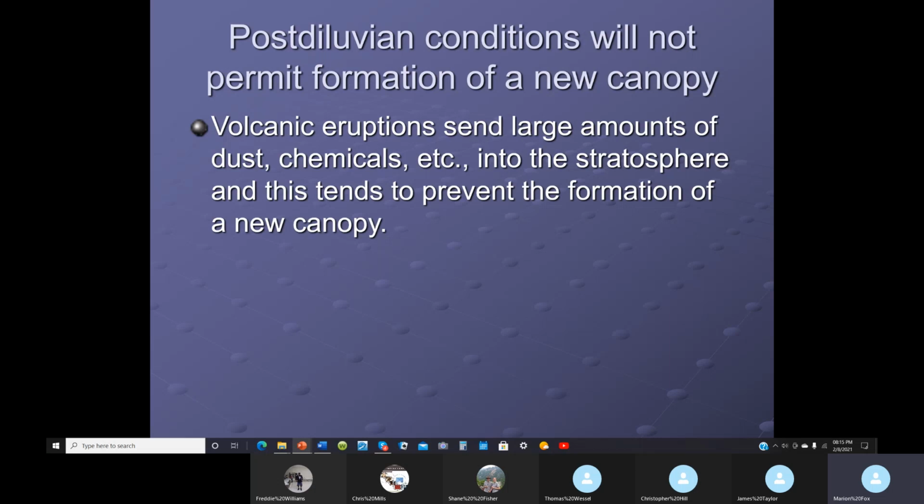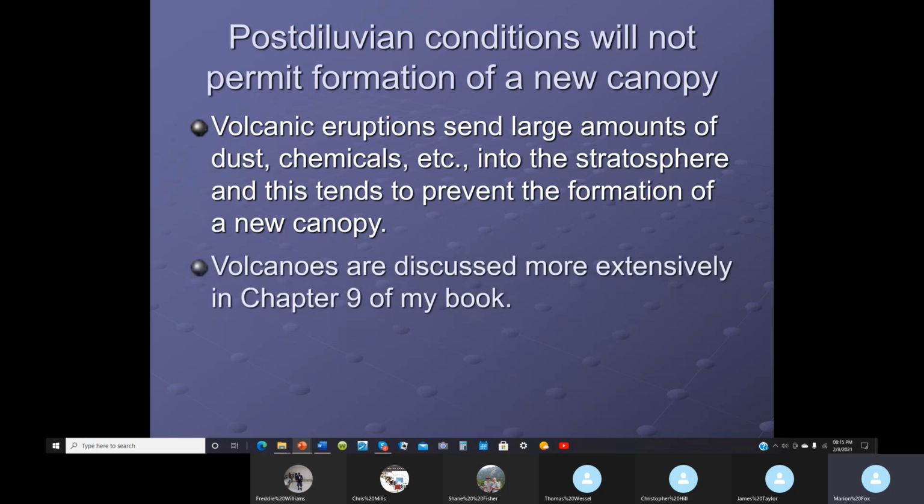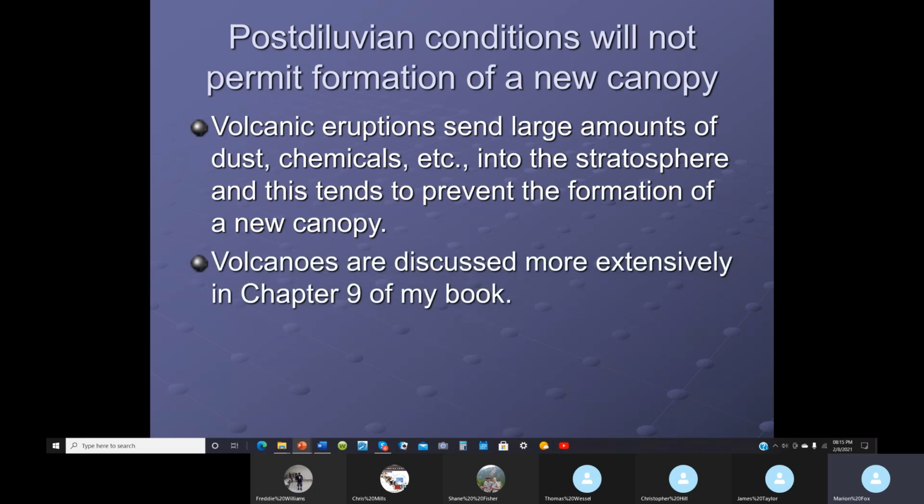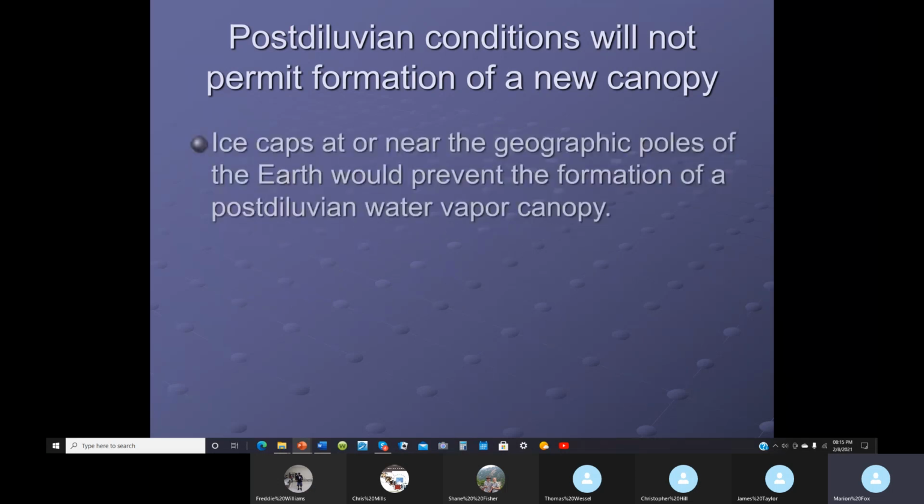Volcanic eruptions send large amounts of dust, chemicals, etc. into the stratosphere. This tends to prevent the formation of a new canopy because they'll make it rain out. It'll pull the water vapor out of the atmosphere. It may put some in, but the dust will come out. Volcanoes are discussed more extensively in Chapter 9. We'll get to them later.